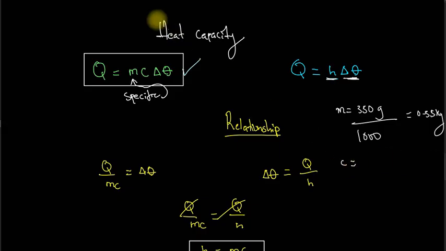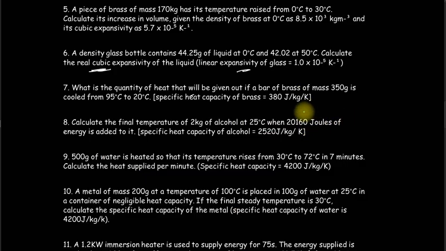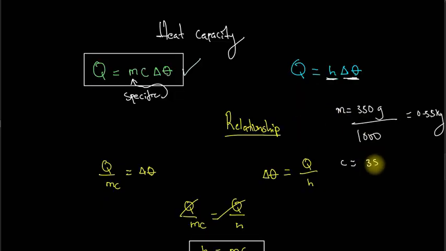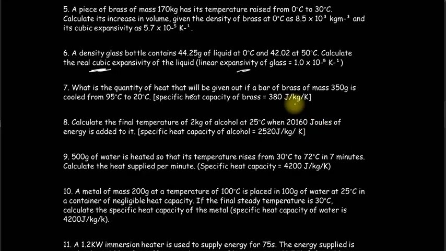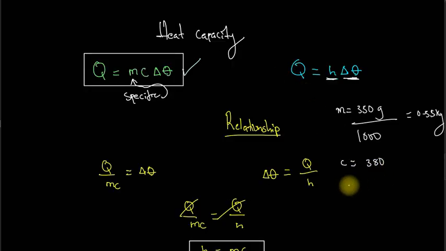Right? Specific heat capacity, as given in your question, is what? Our specific heat capacity was given as 380 joule per kilogram per Kelvin. So 380. And then what again? We're given change in temperature. It's 95 to 20 degrees Celsius. So that is 95 minus 20. 95 minus 20 is going to give us 75. Am I right? So our change in temperature is equal to 75 degrees Celsius or Kelvin.